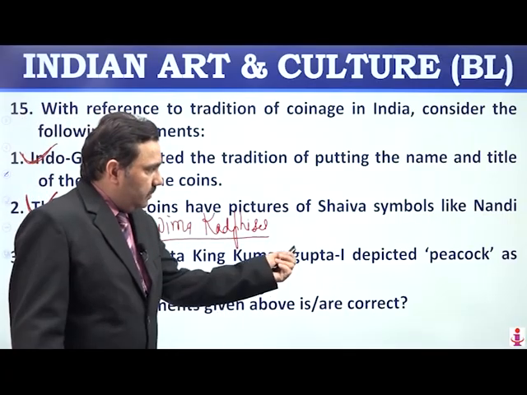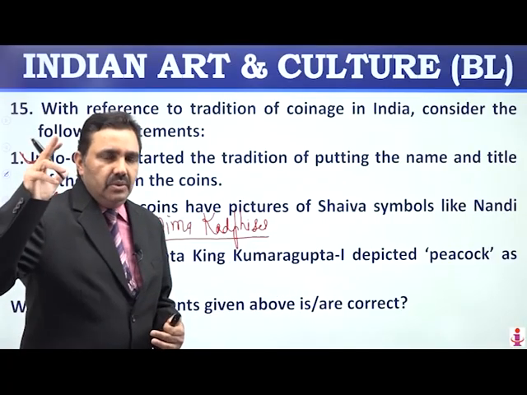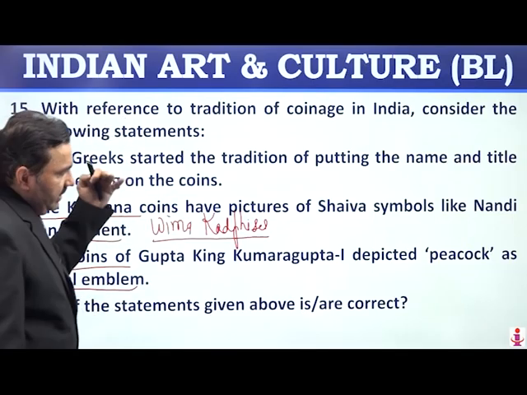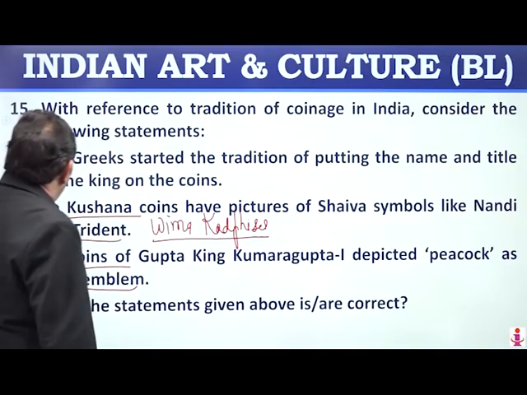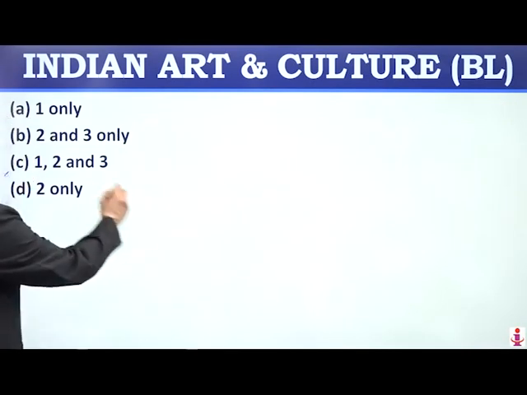Kumaragupta I was first a worshipper of Kartikeya, and because he was a worshipper of Kartikeya, he used the royal emblem of peacock on his coins. Peacock emblem indicates Kartikeya worship. 1 to 3, all are correct. Option C.